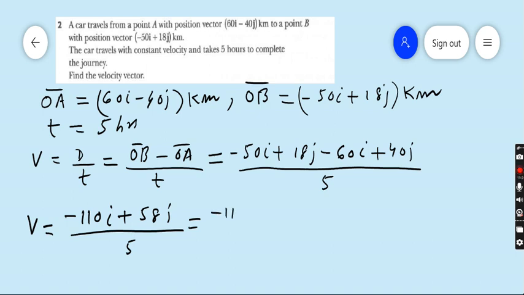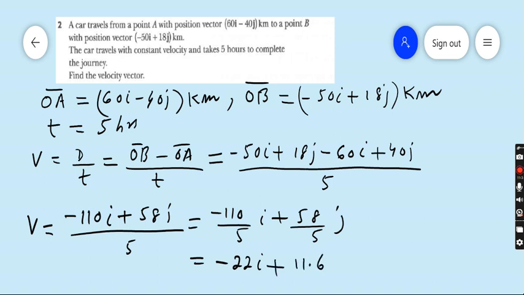Simplified, minus 110 upon plus 58 upon 5j. So it is minus 22i plus 11.6j kilometer per hour. This is the velocity vector. I hope you completely understand.